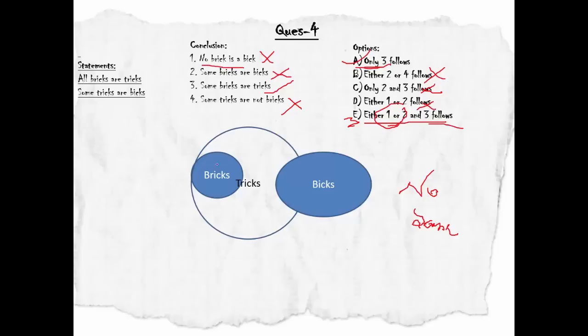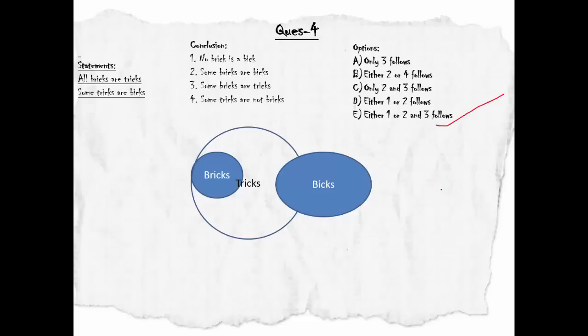So let us try to see. 1 says that no brick is a big. Or 2 says some bricks are big. So either no part of brick is a big, or there has to be some portion of brick which is big. Both can't be false at a time. So look at either-or statements carefully. Either no or some. So either no portion of the bricks is a big, or there has to be some portion. So this is the right conclusion.